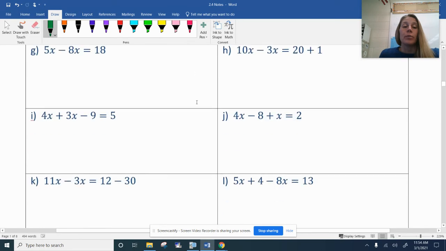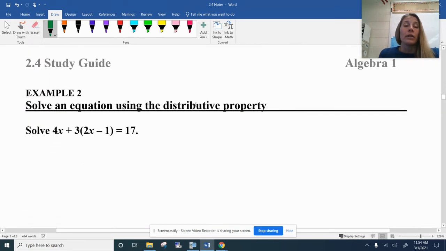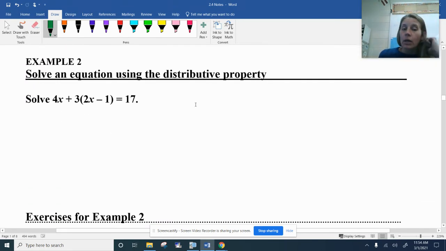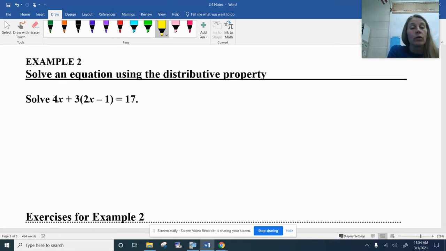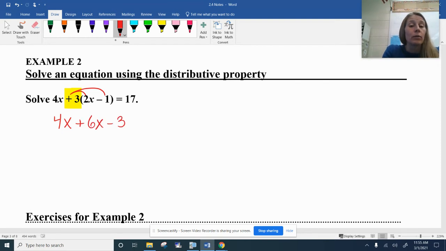All right, so the next type of problem we're going to go over is using the distributive property. Whenever we have a problem with parentheses in it, the number in front of the parentheses will get distributed to those parentheses. However, the sign that's in front of the number will stay with it as well. So this here is a positive 3 getting distributed to the 2x and the minus 1. So I still have my 4x. Then I'm going to have plus 6x minus 3 when I distribute.